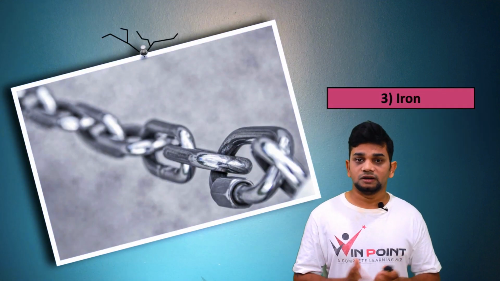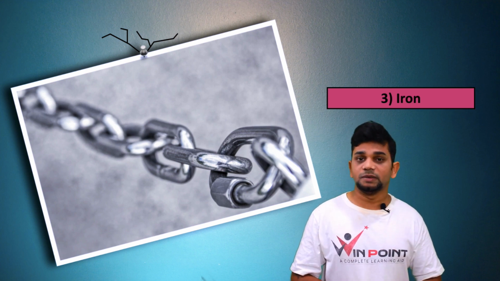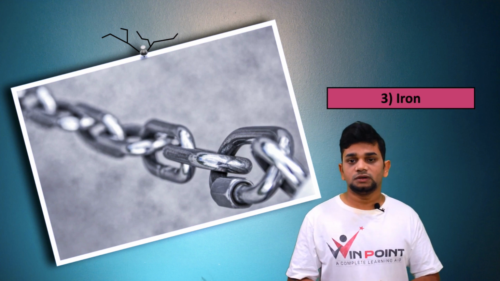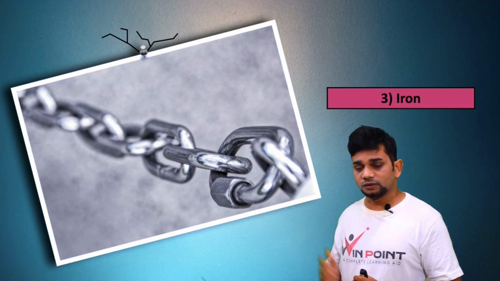Next one is iron. Iron is a very important metal in our daily life. Everywhere you can see iron materials. Iron is very useful. It is normal iron. It has a shiny surface now. This metal is looking new.